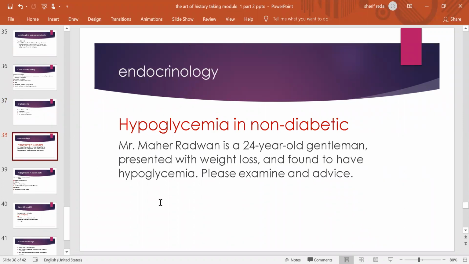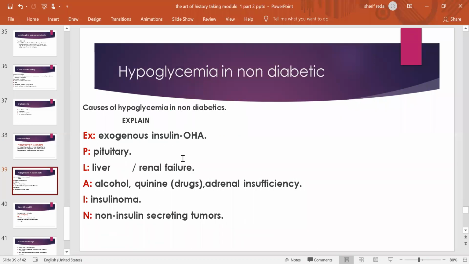In endocrinology, a very important topic in everyday practice, and also in the exam, is hypoglycemia in non-diabetics. Mr. Meher Radwan is a 24-year-old gentleman presented with weight loss and found to have hypoglycemia. Please examine and advise. There are a lot of differential diagnoses in this case, so before starting to discuss with the patient, you have to set a sensible differential diagnosis.